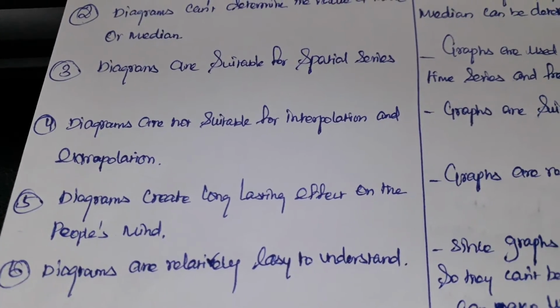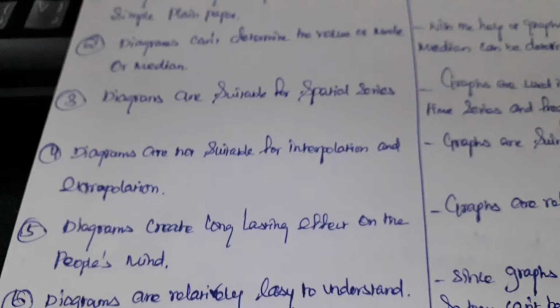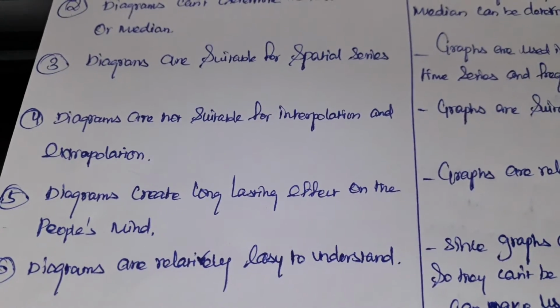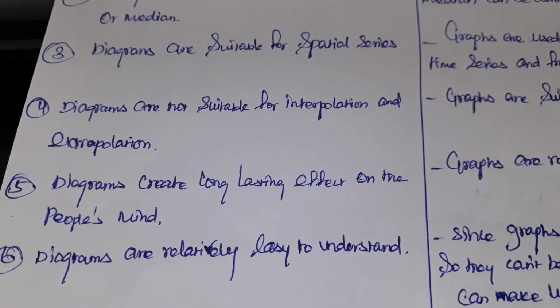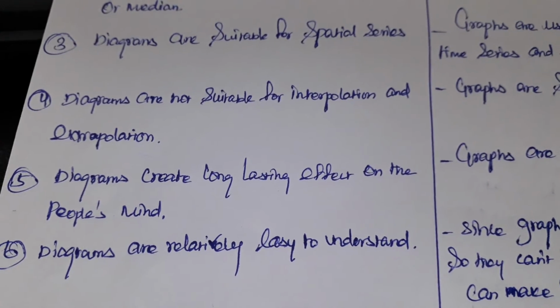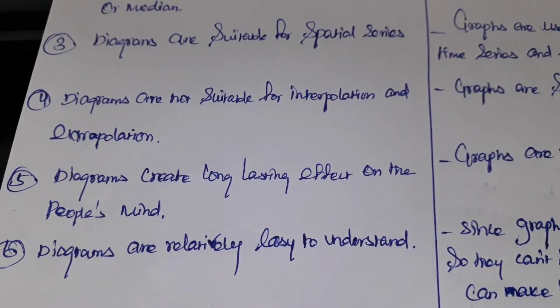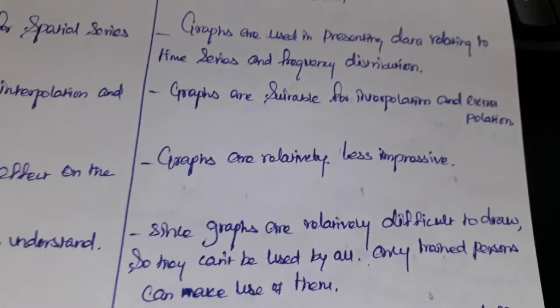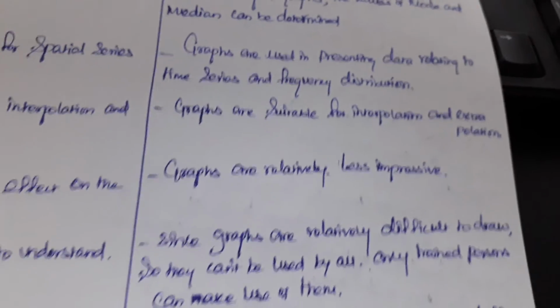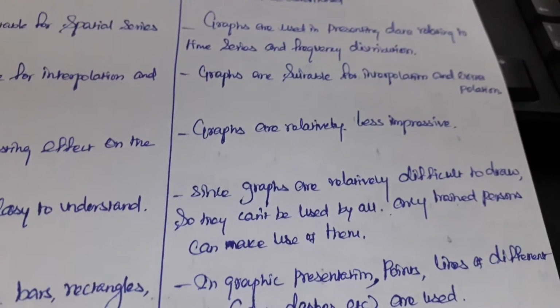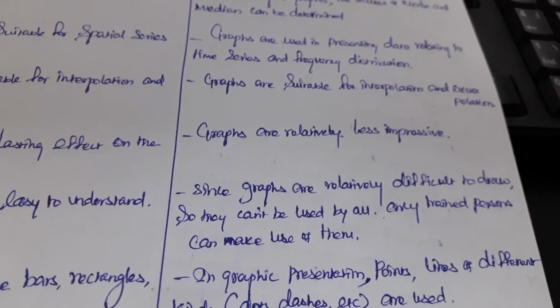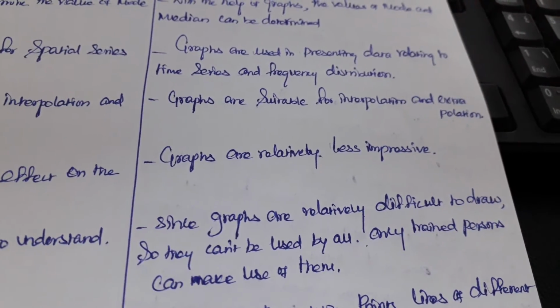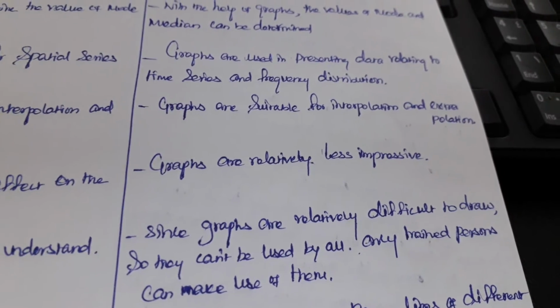Diagrams create a long-lasting effect on people's mind because it is more attractive. That's why it creates a long-lasting effect on people's mind. Graphs are relatively less impressive because they can be drawn on graph paper only. That's why it's less impressive.